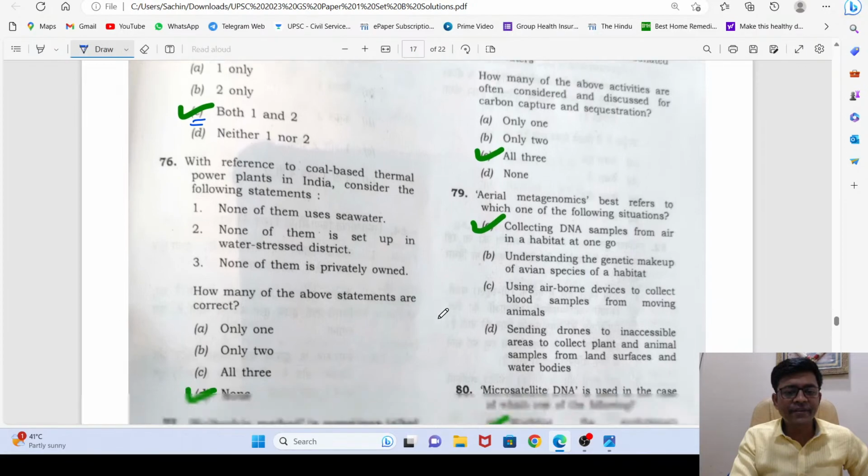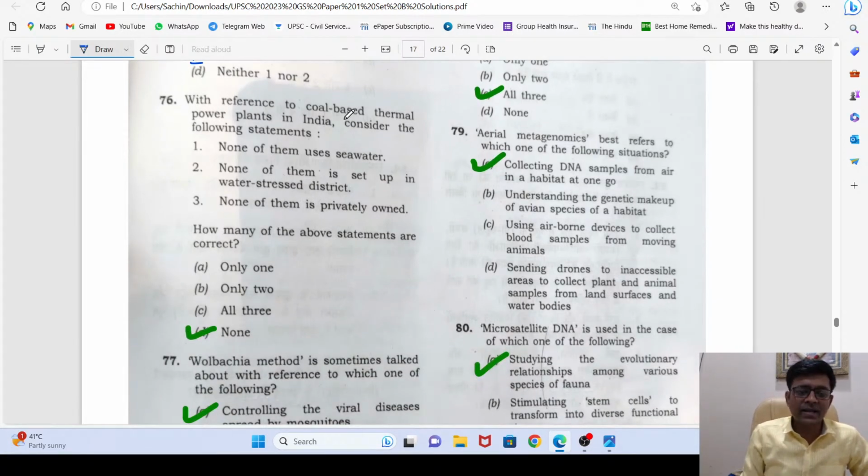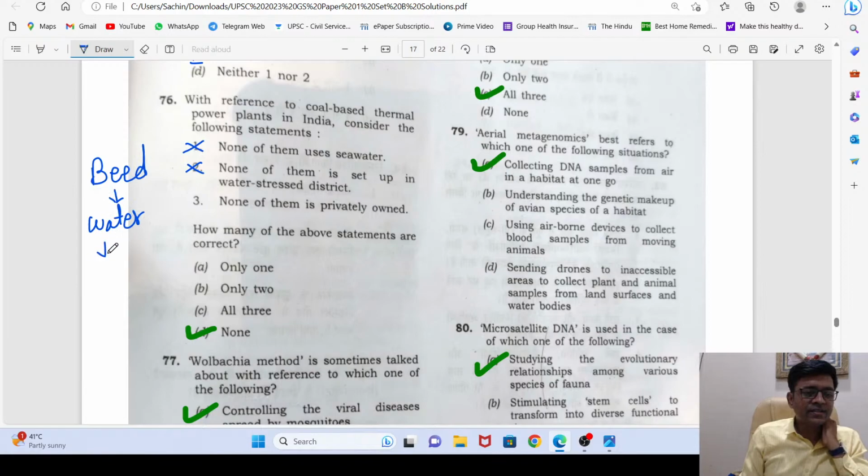Then, with reference to coal-based thermal power plants, second question on coal thermal power plants in India, consider the following statements. None of them uses seawater. That is wrong. They do. None of them is set up in a water-stressed district. That is wrong. See, there is a district in Maharashtra. The name of that district is Beed, and it is a water-stressed district. But still, there is a coal thermal power plant in Parali city of Beed district.